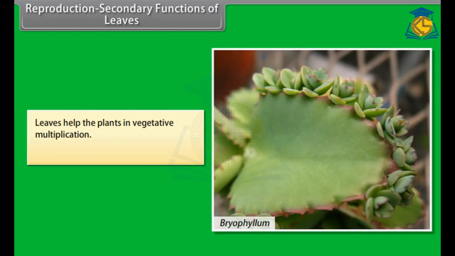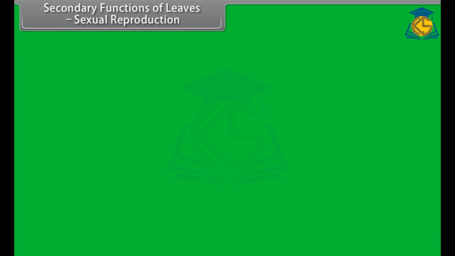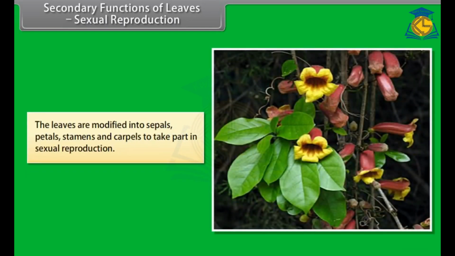Reproduction. Leaves help the plants in vegetative multiplication. Example: Bryophyllum. Leaves act as balances for floating when modified into roots. Example: Salvinia. Sexual reproduction. The leaves are modified into sepals, petals, stamens, and carpels to take part in sexual reproduction.